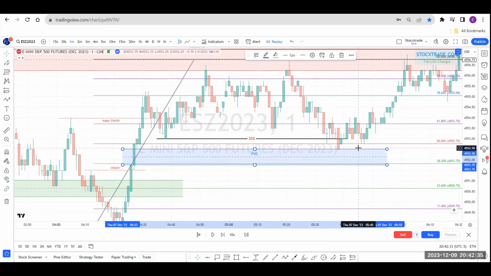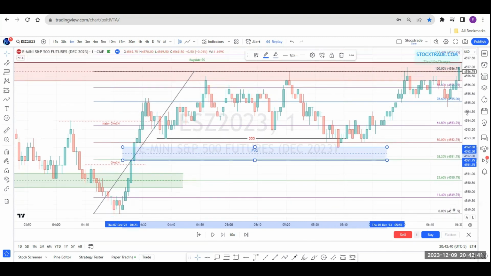Are you getting the entry in the discounted zone? Yeah, we're close. Yeah, okay.